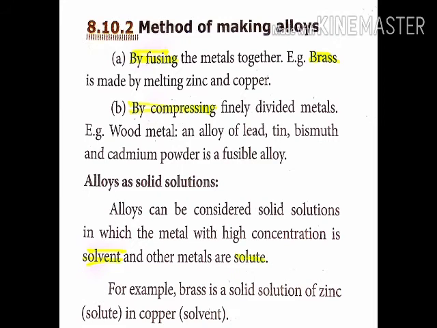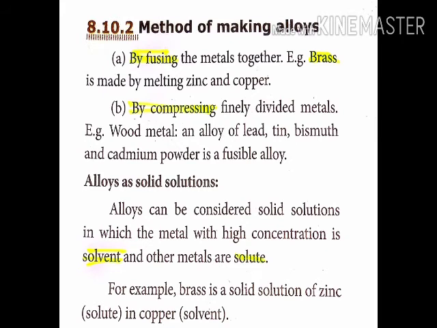The first one is by fusing the metals together. For example, brass is made by melting zinc and copper. When we melt the metals, they fuse together to form an alloy. So zinc and copper fused together form brass. The second method is called compressing. By compressing finely divided metals, for example wood's metal, an alloy of lead, tin, bismuth and cadmium powder, we get a fusible alloy.